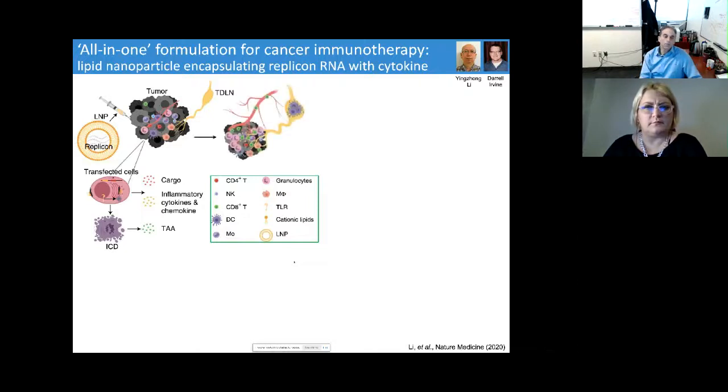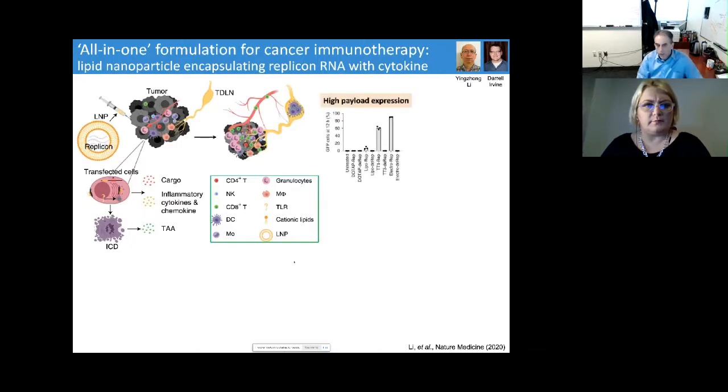And so the point is that we want to create a situation whereby from an initial immunosuppressive tumor microenvironment, we create a highly inflammatory tumor that has all of these immune cells that infiltrated into the tumor. Okay, so data along the way, we indeed have very high levels of payload expression from our formulation. That's what you're seeing there.